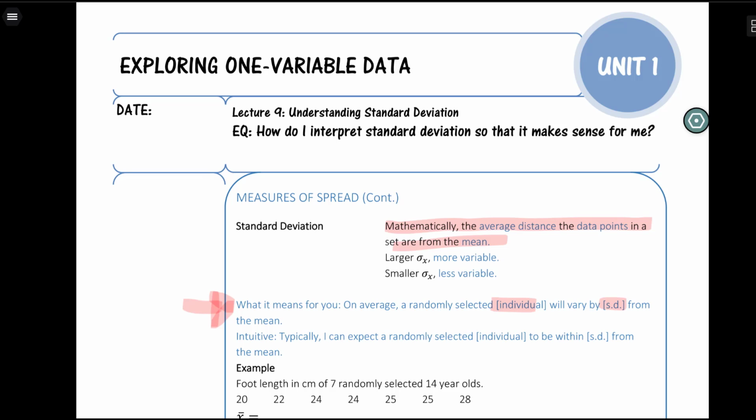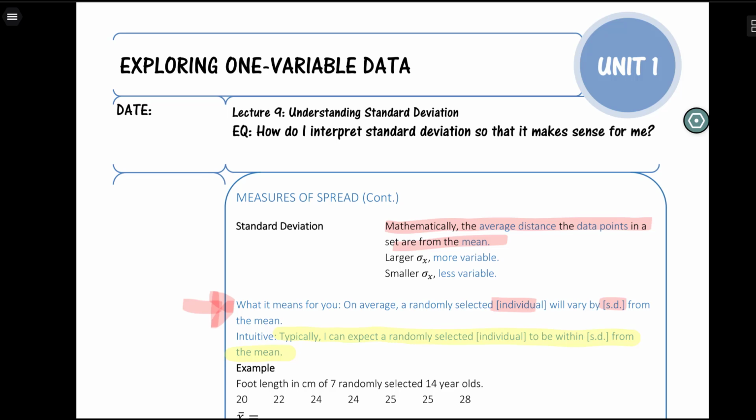Now this, to me though, is the more useful way of understanding it. Unfortunately, it's not commonly accepted. I like it though. I think it makes sense for me. Typically, I can expect a randomly selected individual to be within a standard deviation from the mean. Okay? This measurement of spread is very closely tied to the mean and the typical individual.